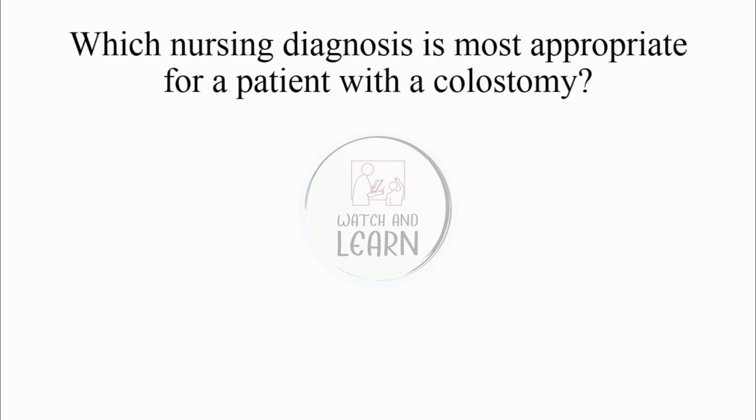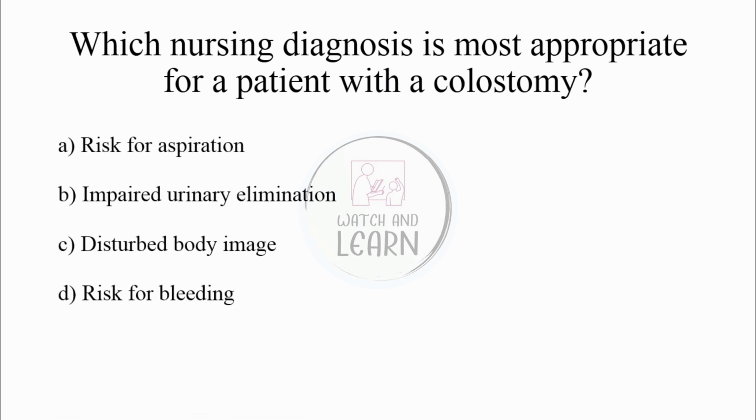Which nursing diagnosis is most appropriate for a patient with a colostomy? Options are: option A, risk for aspiration; option B, impaired urinary elimination; option C, disturbed body image; option D, risk for bleeding. The right answer is answer C, disturbed body image.